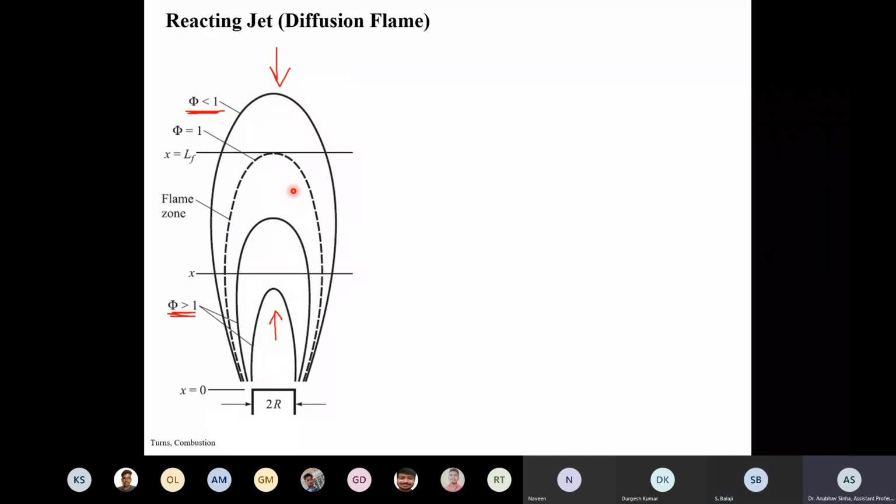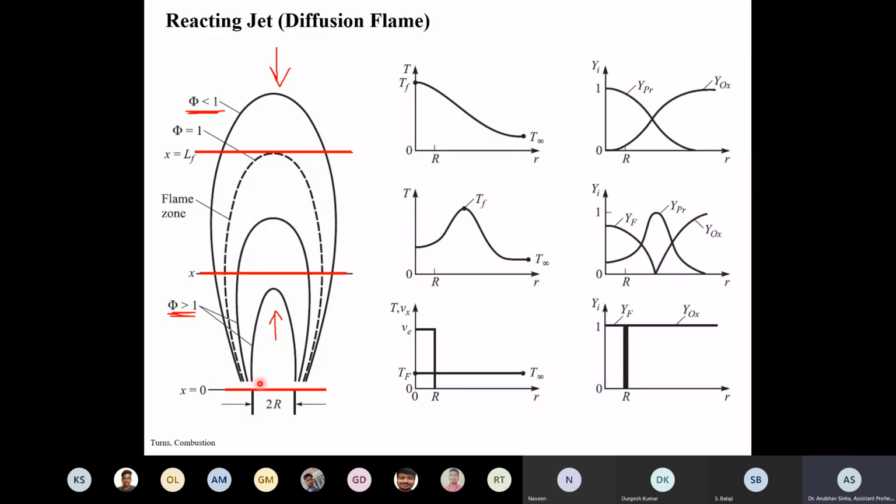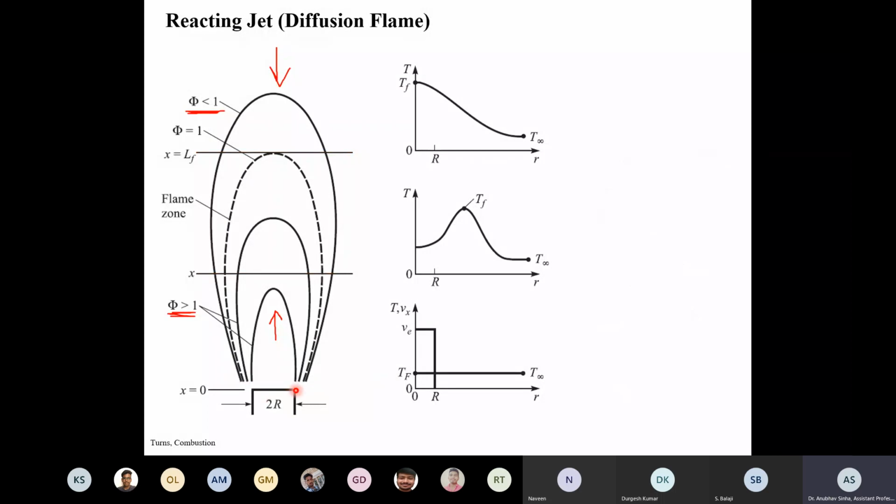Okay, so let us look at various species. Let us talk about temperature. Temperature initially will be flat. This is the initial temperature. Let us take a cut section at x equal to 0. This is at x equal to 1 and this is x equal to LF. LF is basically the flame length. So you have flame till here. From here to here is the flame length.